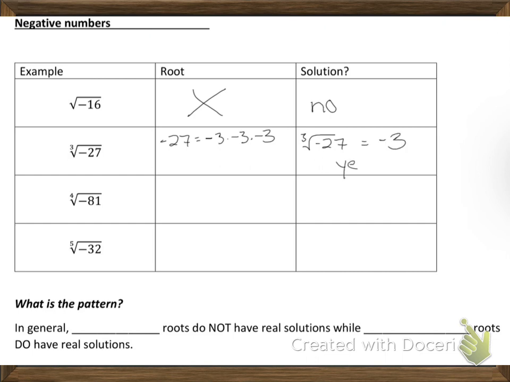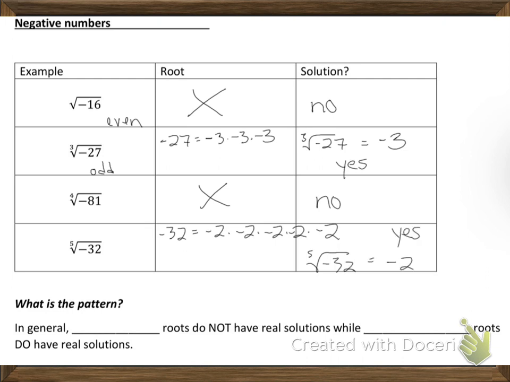Okay? So there is a solution here because this is an odd root. Okay? What about the fourth root of negative 81? So again, we can't take the fourth root of a negative number, so there is no solution. We can't do that. What about the fifth root of negative 32? Well, negative 32 is equal to negative 2 times itself 5 times. So we can say that the fifth root of negative 32 is equal to negative 2. So there is an answer here.